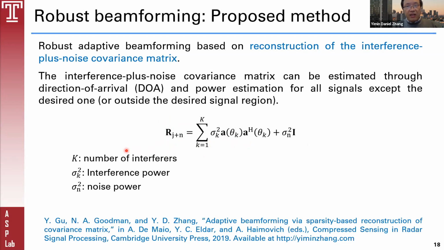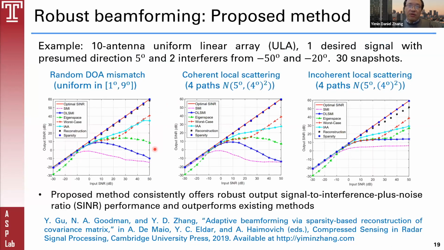And so in this way, we can exclude the contribution of the desired signal, and by either excluding that component, or if you know the region of the desired signal, you can also exclude these components. So in this way, we can reconstruct the interference plus noise coherence matrix to perform robust beamforming. So we can show some simple examples.